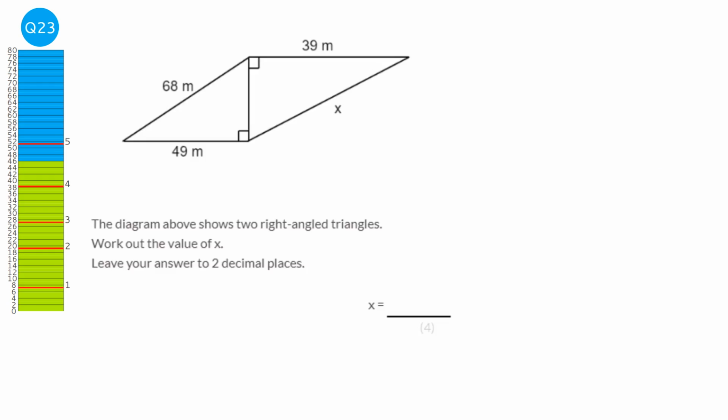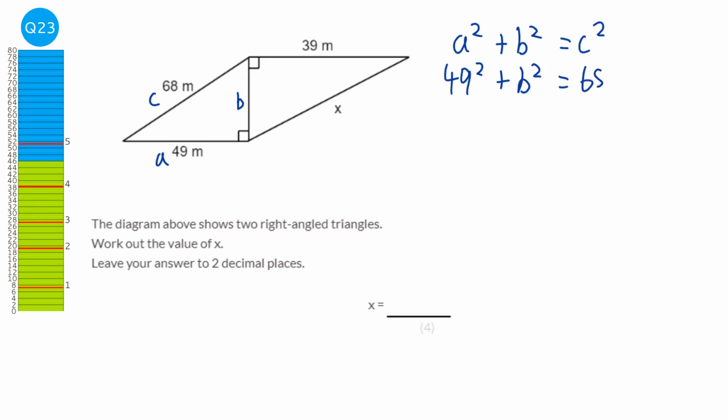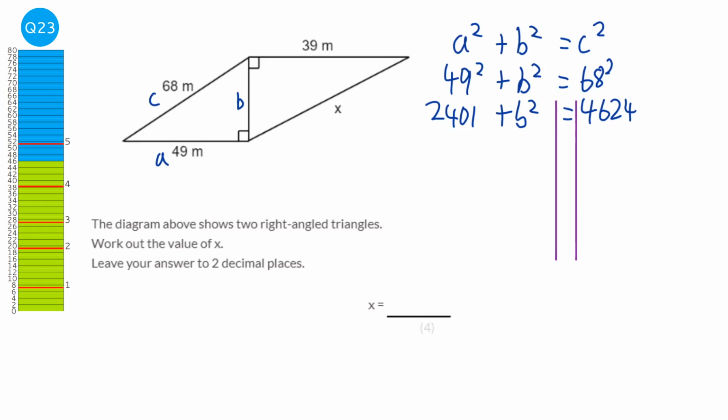We can't work out what x is straight away, but we can find this value here. And we know with Pythagoras we can find a third length if we've got the other two in a right angled triangle. So a squared plus b squared equals c squared. And a and b were labelled. C is always opposite the right angle, so it'd be 49 squared plus b squared equals 68 squared. And 49 squared is 2,401. And 68 squared is 4,624.